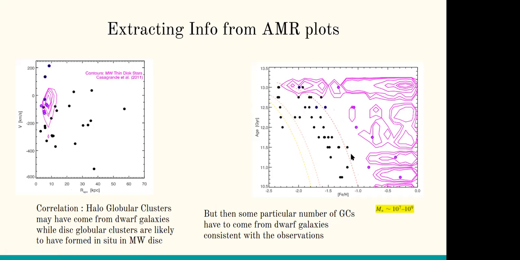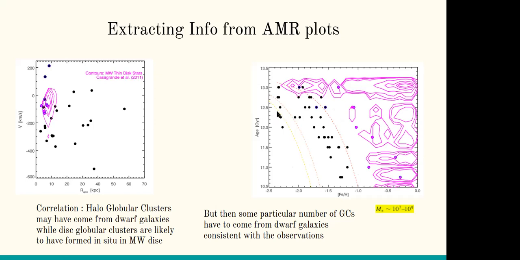To extract more information from the AMR plots, the authors try to fit the AMRs of the globular clusters, overlapping them with this solid line, which shows the AMR of the Milky Way disk stars, and we can see that there is an overlap. There is a clear, strong overlap between the metal-rich branch of the disk globular clusters and the Milky Way disk stars. This strongly shows us that the disk globular clusters are most likely to have formed in situ in the Milky Way disk.